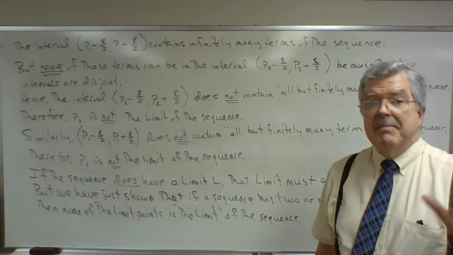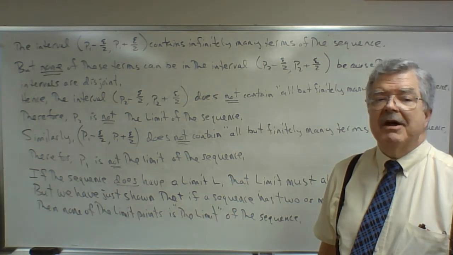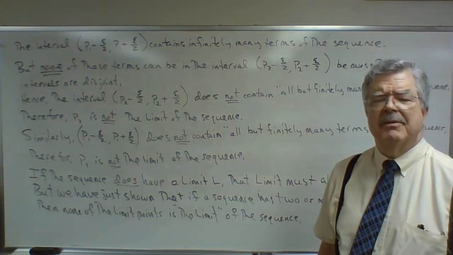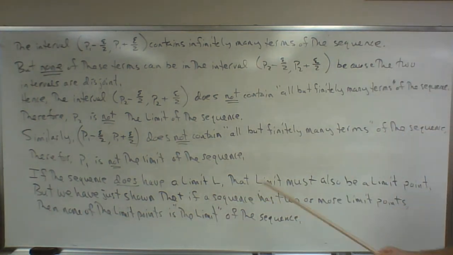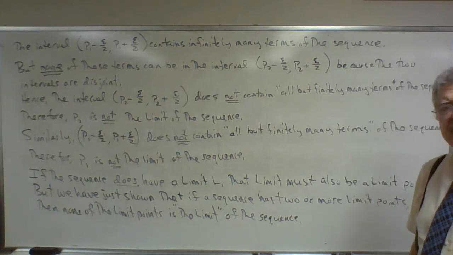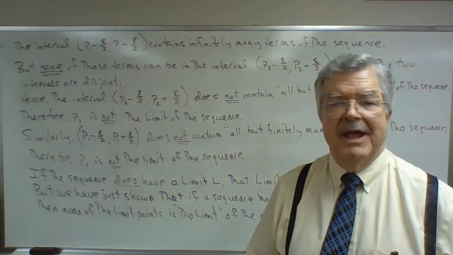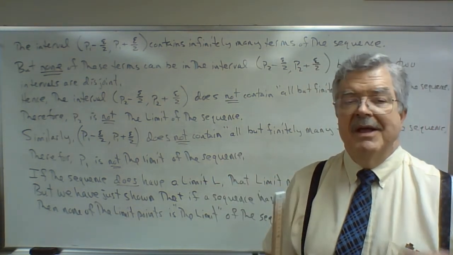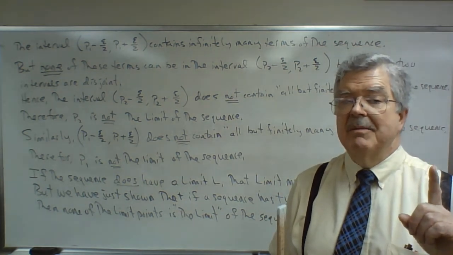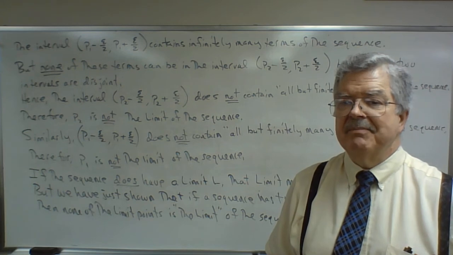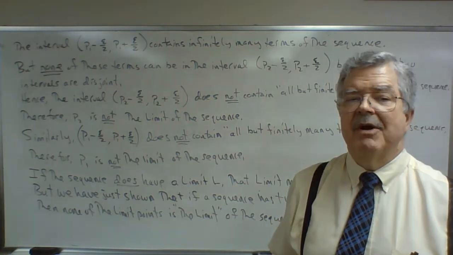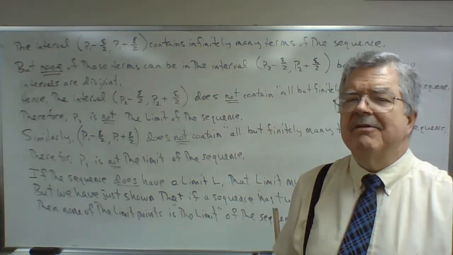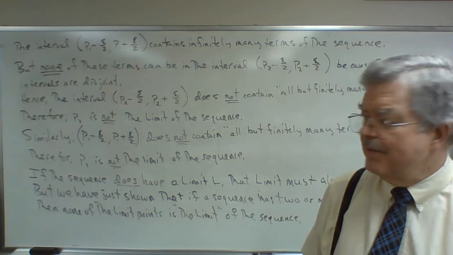Well, maybe the sequence has some other limit other than limit points P1 and P2. But if that's the case, that limit L must also be a limit point of the sequence, which means that we'd have P1, P2, and L as limit points. But that would mean we have three distinct limit points, and we've already shown that if we have at least two, none of the limit points are the limit of the sequence.